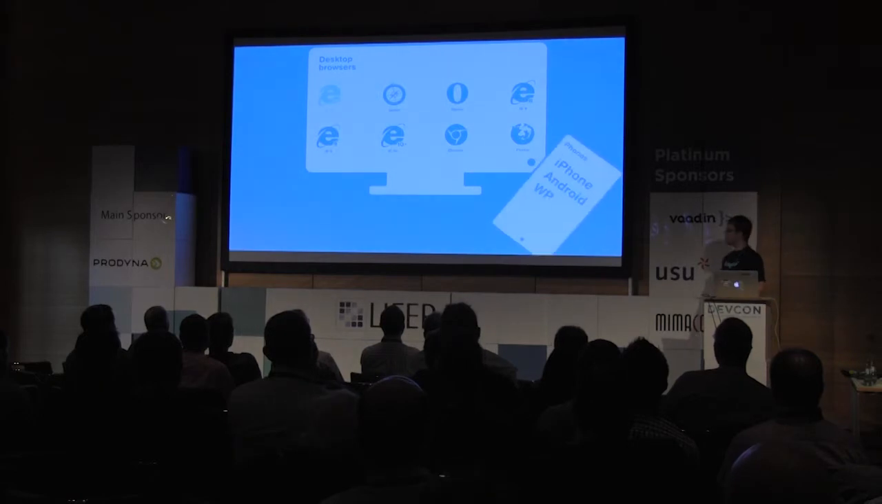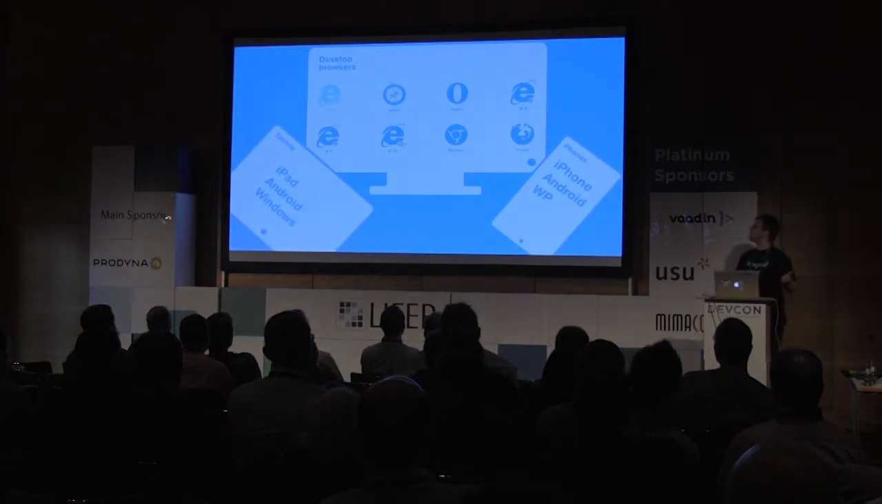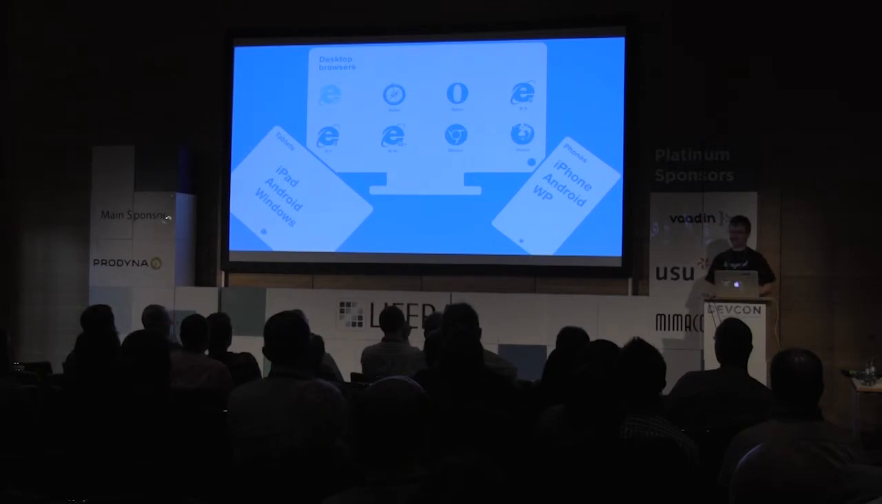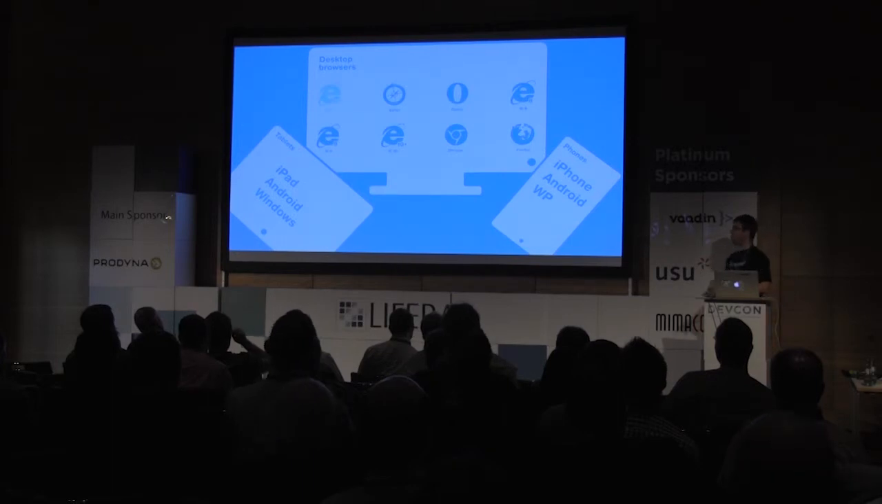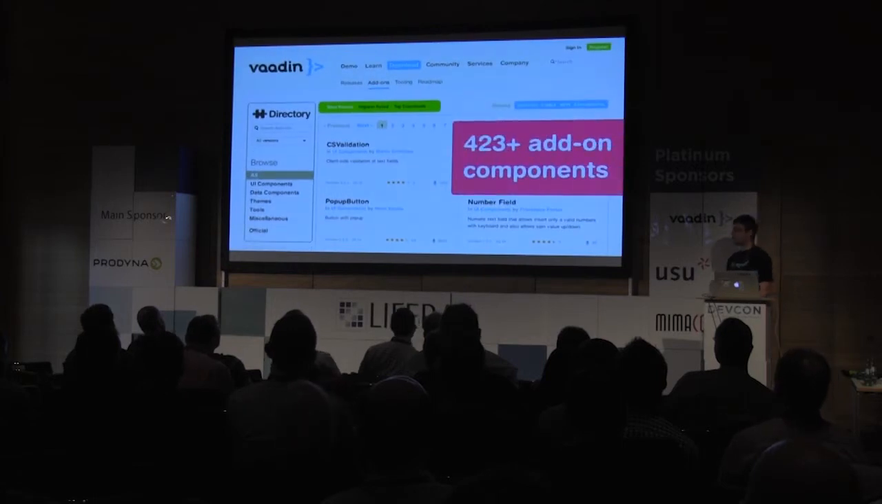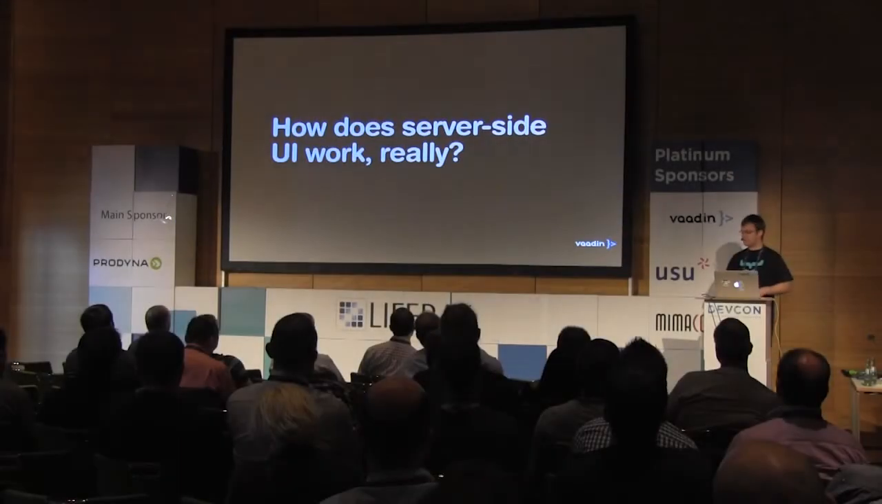We support lots of browsers. IE 6 and 7 are not supported anymore with Vaadin 7, but we still do support IE8, which is probably the most important thing about browser support. We do also support the latest versions of Chrome, Firefox, Opera, and Safari. Our applications can also run on mobile devices. There are lots of additional components available from our directory, which are written by third parties. So we have a community that develops around Vaadin. And you might wonder, how does it work really?